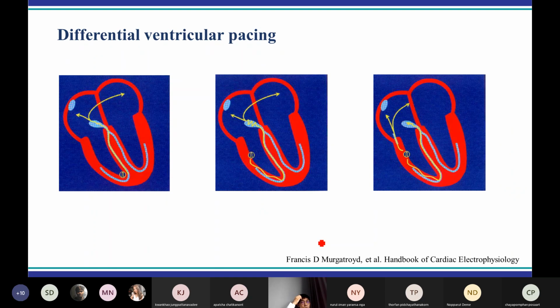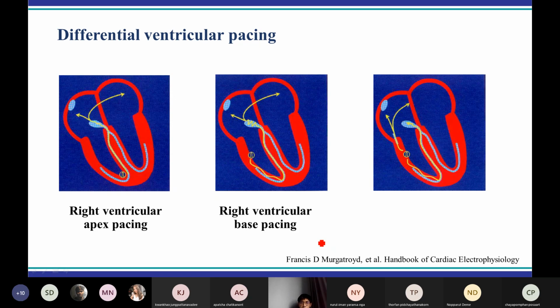Another method that you could use to identify the accessory pathway is the differential ventricular pacing. The differential ventricular pacing is when you pace from a different side in the ventricle. You pace from the RV apex versus pacing from the base of the apex. You pace from here versus here. And you pace from the RV apex within the accessory pathway.